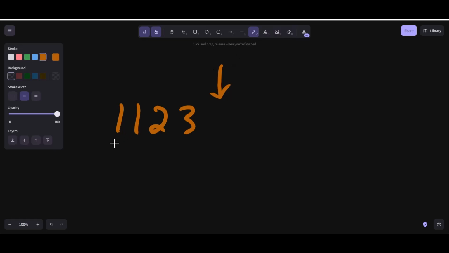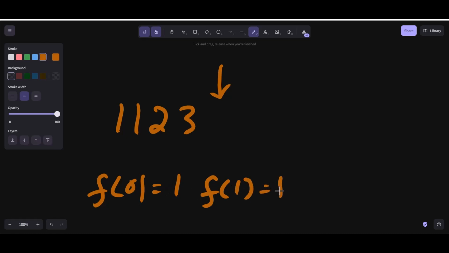Well, we already knew these two ones, right? So we knew what f of 0 is equal to 1. And f of 1 is equal to 1. But to get to here, we had to also get f of 2 and f of 3, right? So f of 2 we know is 2. And f of 3 we know is 3. All right, so now we're going to do f of 4, right?